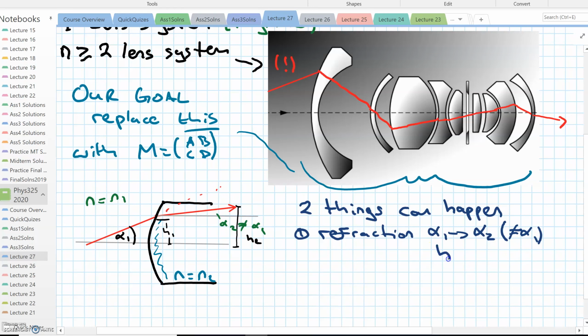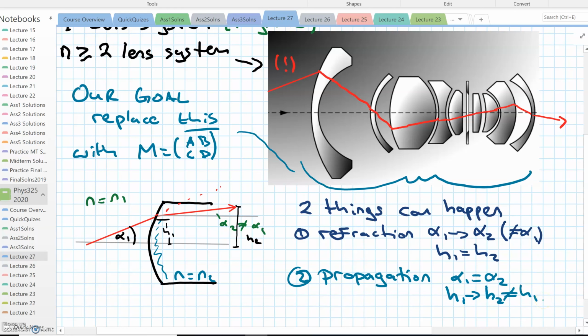And in this case, it happens at a point, so the heights are unchanged. And the other thing that can happen is we can change height via propagation, so that we don't change the angle, that stays the same, but we change heights. Now the amount that it changes, of course, is dependent on the angle, but the angle itself is unchanging. So that's it. Keeping track of the height and the angles at all points in space tells us everything about the ray, and how they transform tells us what the optical system is actually doing.